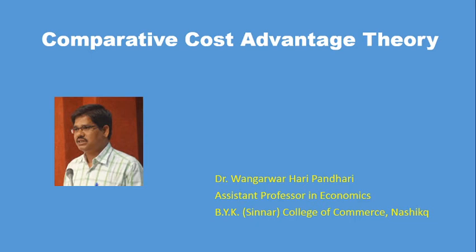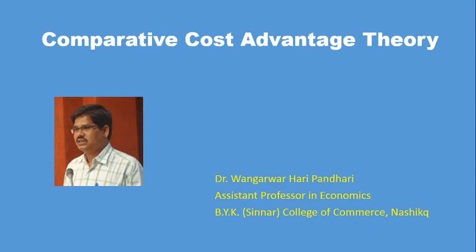In the last lecture, we learned about the absolute cost advantage theory of international trade, which is explained by Adam Smith. According to this theory, an exchange of goods will take place only if each of the two countries can produce one commodity at an absolutely lower production cost than the other.